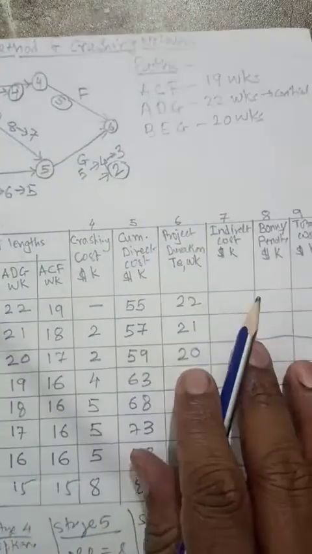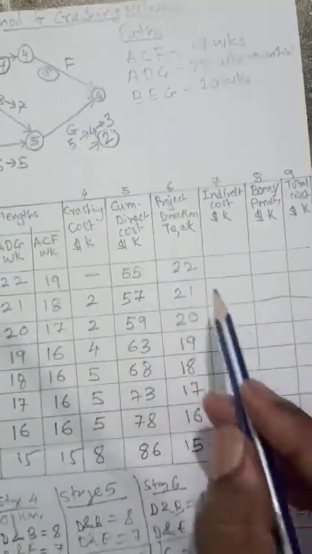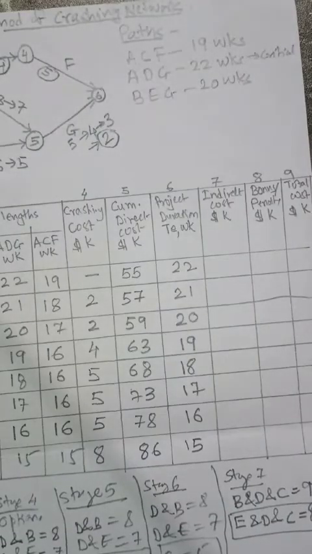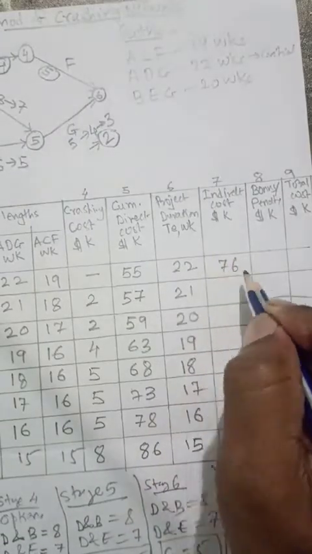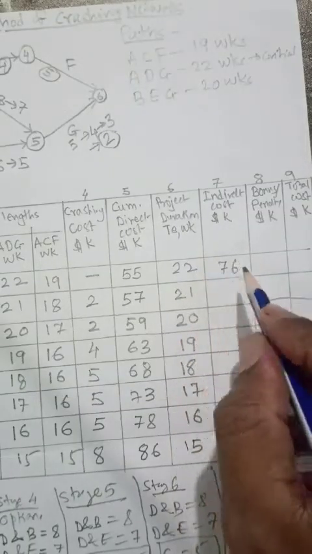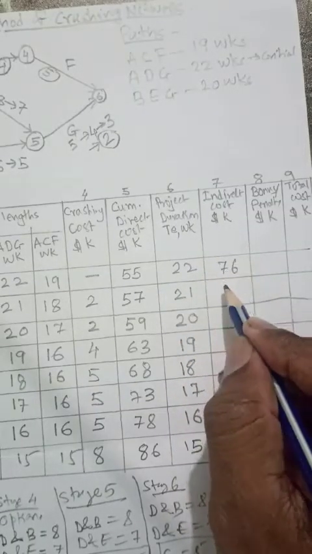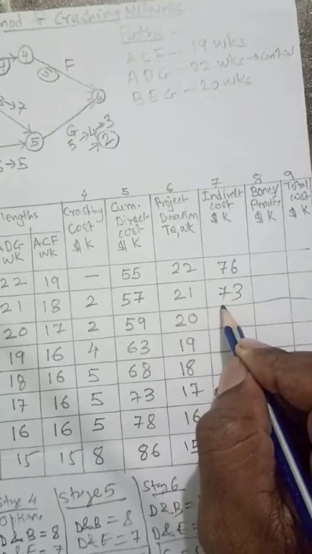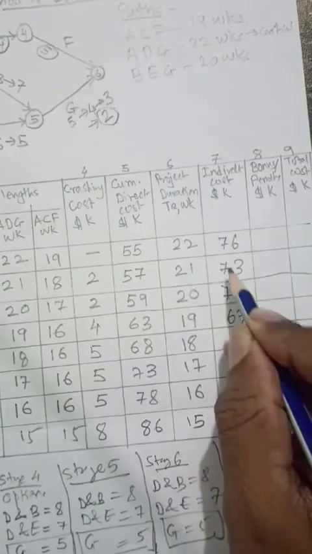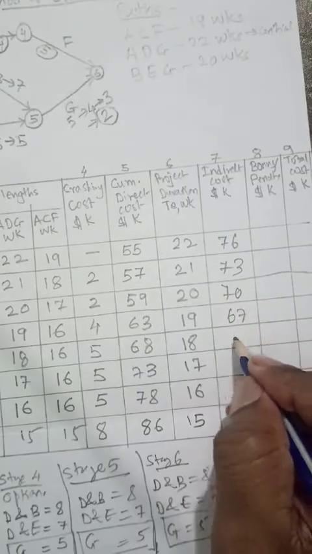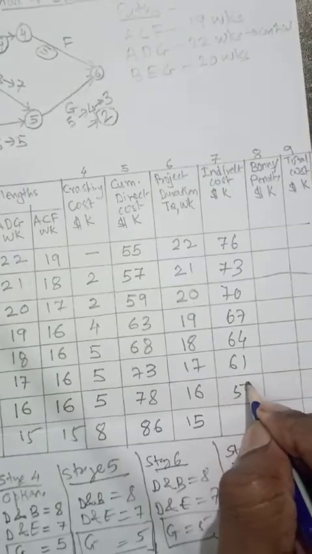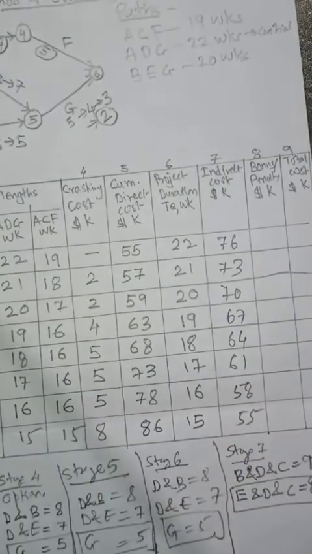Now you quickly calculate the indirect cost. Based on the calculations here, you will get indirect cost at 76 here, right? 22 into 3 is 66 plus 10, 76. Here you will get 73. Here you will get 70. Here you will get 67. It will keep reducing by 3: 64, 61, 58 and 55.